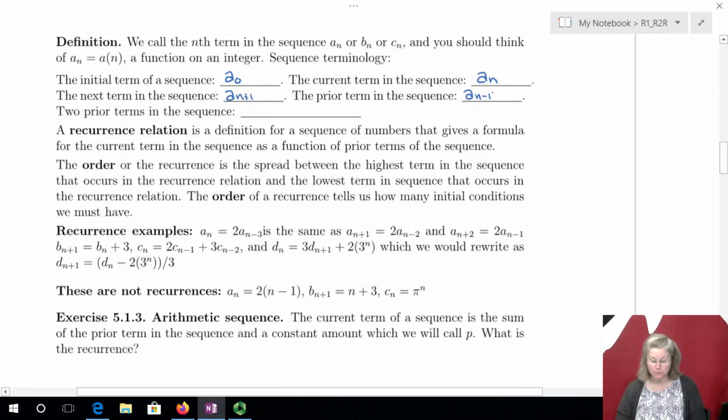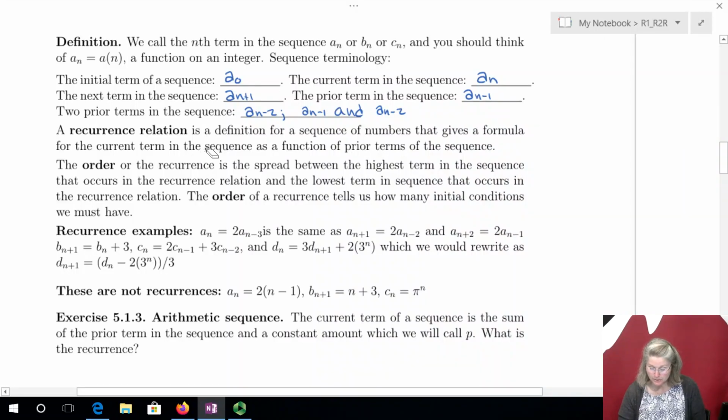Now, if I asked for the term that was two prior terms in the sequence, that would be a_(n-2). But if I just asked for two prior terms in the sequence, then I might mean that I want both a_(n-1), which is the immediate prior term, and a_(n-2). So both of those terms.